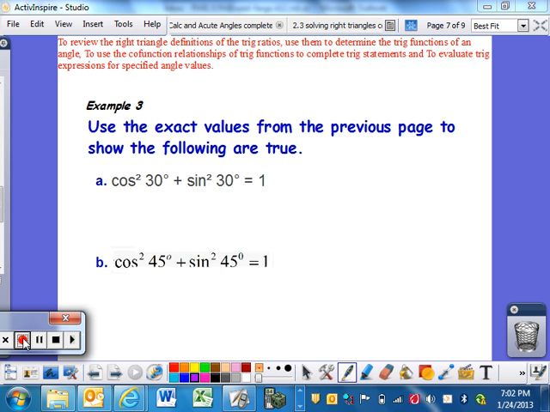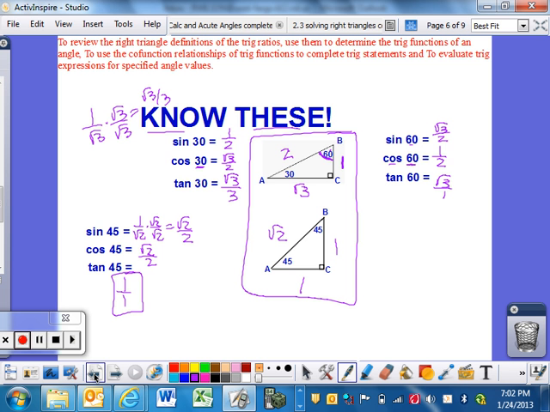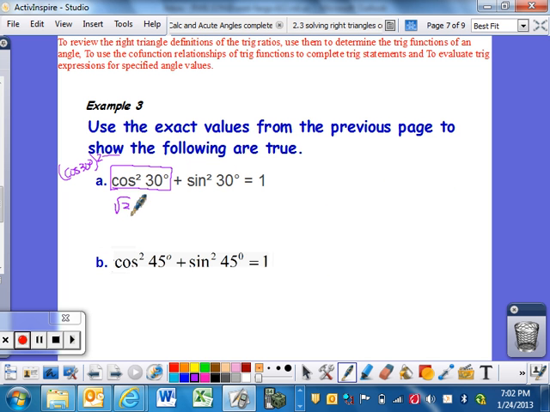Use exact values from the previous page to show the following are true. So what you need to do here is, if you're given an equation where it says show that something's true, it's going to be true. You just have to figure out how to do that. So when you see cosine squared of 30 degrees, this is exactly the same as cosine of 30 degrees squared. Remember our shorthand in trig, with the square coming inside. Okay, so you need to go back to your triangle and say, what's cosine of 30 degrees? Well, it's square root of 3 over 2. So I know it's going to be square root of 3 over 2 squared.